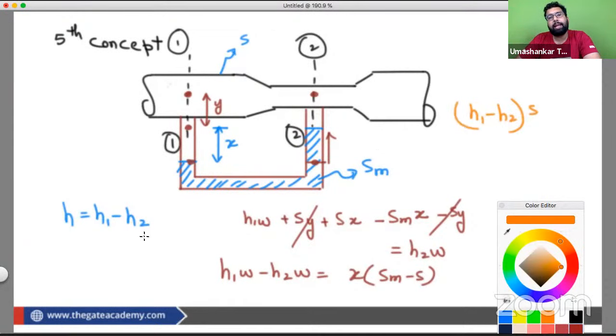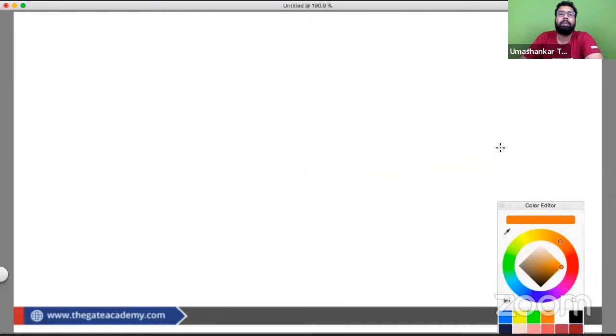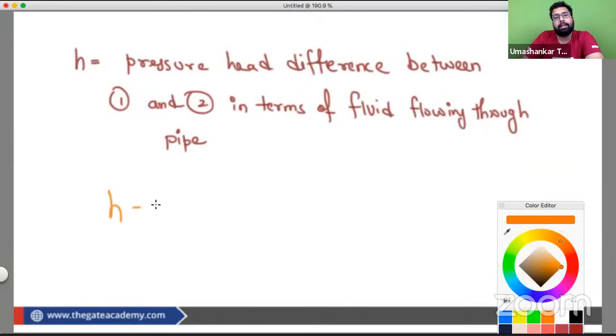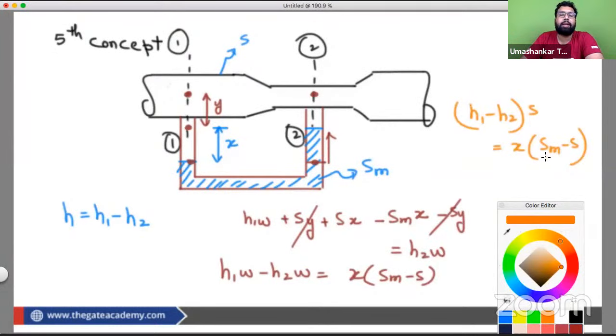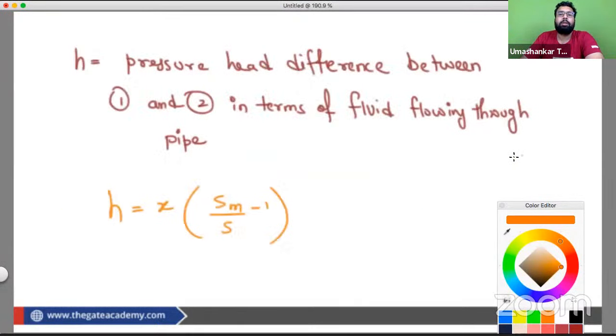So if I multiply it with S, it will become S H1 minus H2 (times) W, so it is X Sm minus S. So what finally can we write? From here you will see this famous formula: H is X Sm by S minus 1. If you transfer this S to the right-hand side, you will get this: H1 minus H2, that is H, is X Sm by S minus 1.